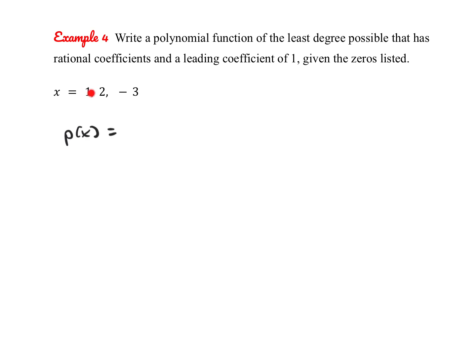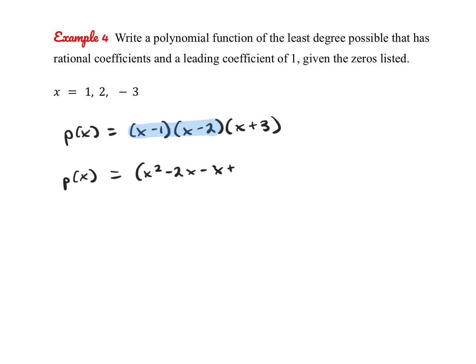So if I have a 0 at 1, the factor would be x minus 1. If I have a 0 at 2, the factor is x minus 2. And if I have a 0 at negative 3, the factor is x plus 3. It's like zero product property backwards. And then here we are going to want to expand it out. So I'm going to start by multiplying out my first 2 binomials. x squared minus 2x minus 1x plus 2, times x plus 3.